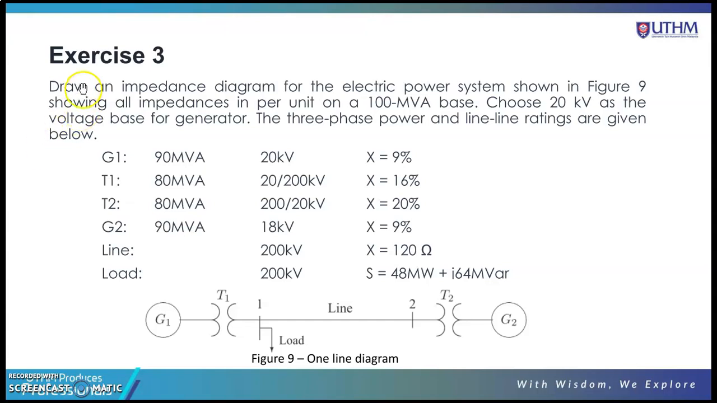So, in this video, we will continue our discussion on exercise 3 for the per unit system. Look at exercise 3. The question is: draw an impedance diagram for the electric power system shown in figure 9. This is figure 9, which is a one line diagram.